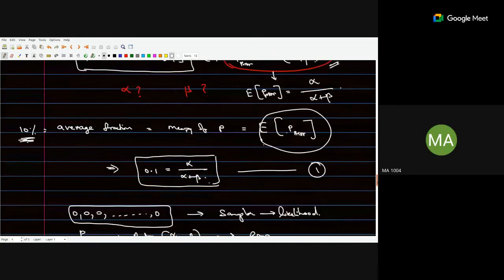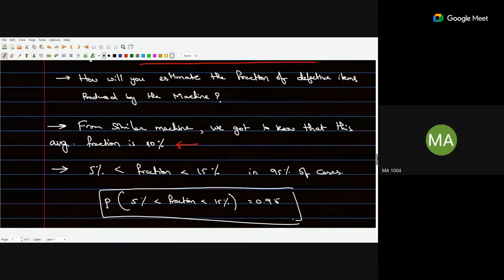There is one more piece of information given to us. Let's go back and read that information. So what is given to us? It is given to us that whatever fraction you are going to get will lie between 5% and 15% in 95% of the cases. What does this actually mean? So if I say that I find the mean lying between 5 and 15.